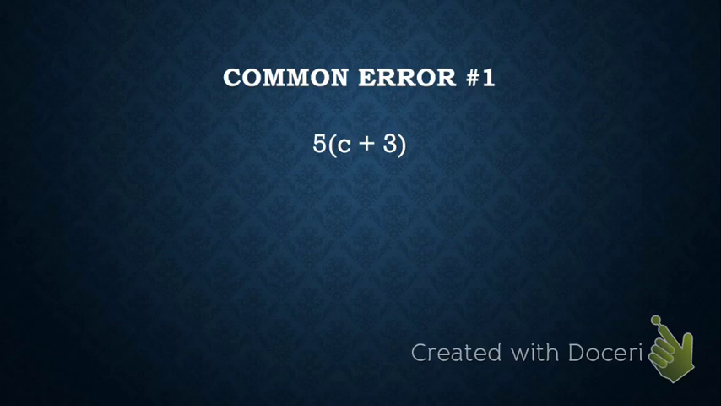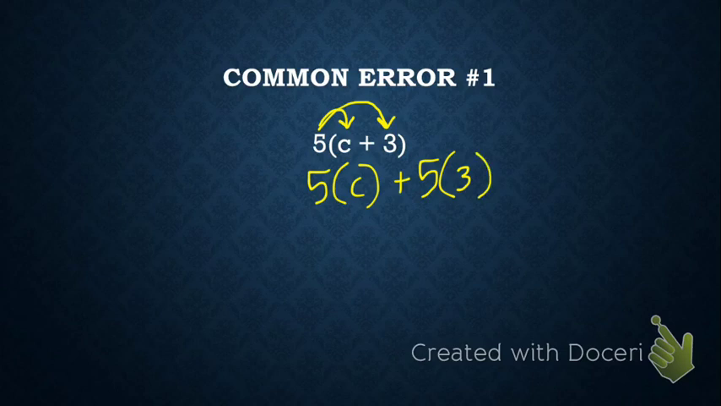And the distributive property essentially means that you're multiplying the term on the outside by each term on the inside. So I like to draw these arrows to help remind me. So we're going to multiply 5 times c plus, and then we're going to multiply 5 times 3.